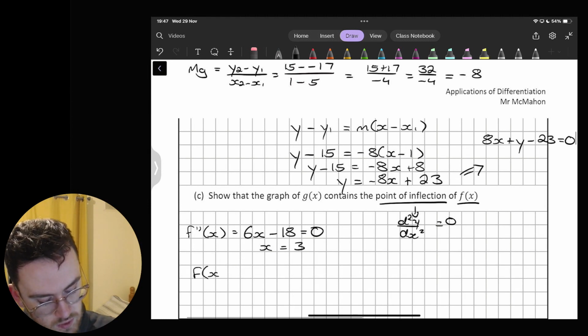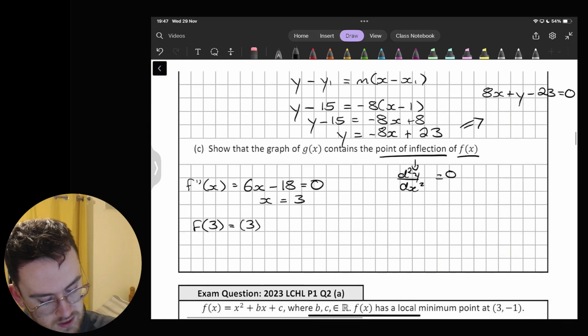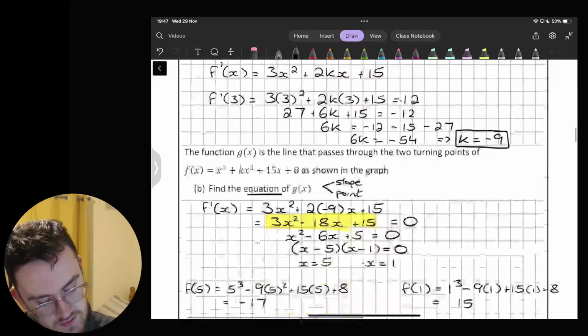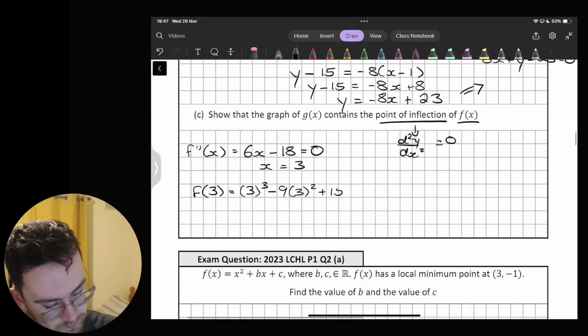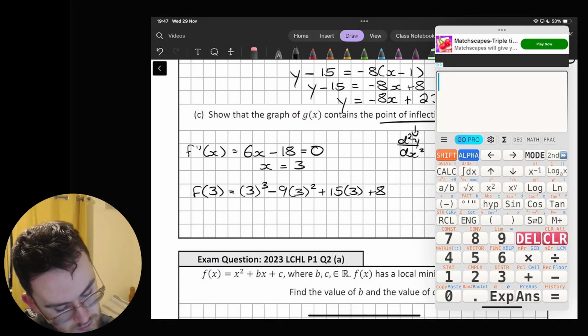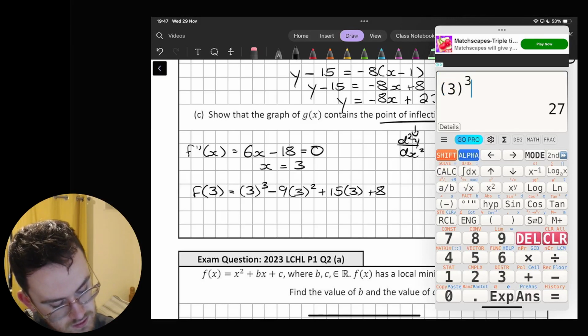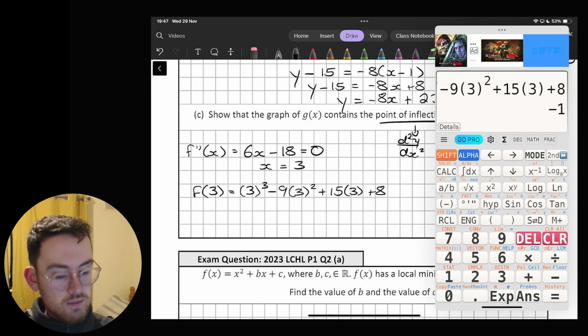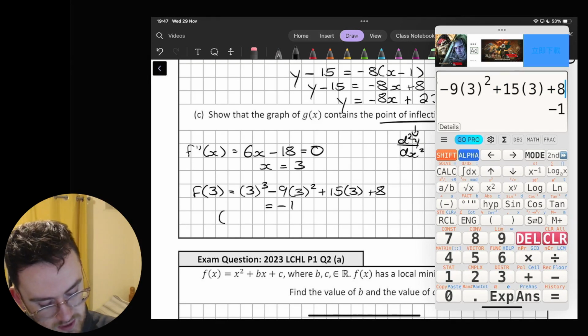We need to find the y value that would go with that on the original function f of x. So that's going to be 3 cubed minus 9 by 3 squared plus 15 by 3 plus 8. Let's substitute that into our calculator then. And that gives me an answer of minus 1 for that point of inflection there. So my point of inflection is (3, -1).